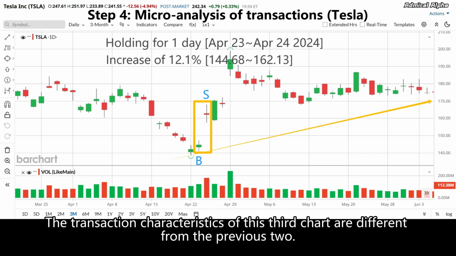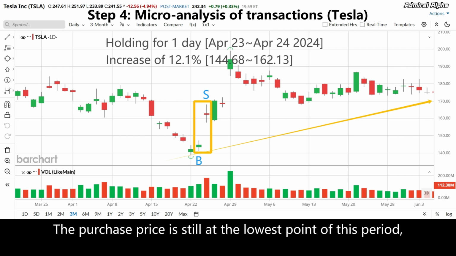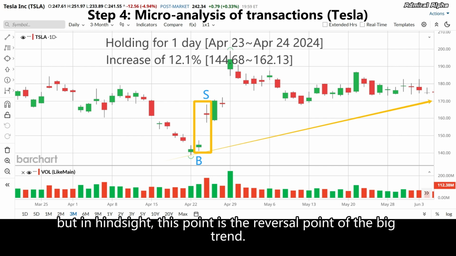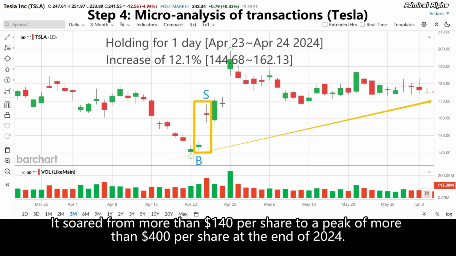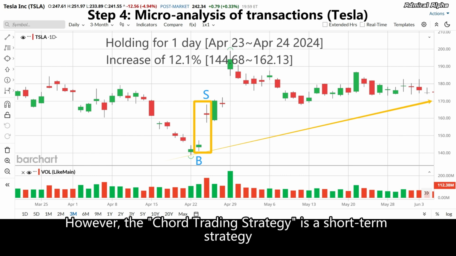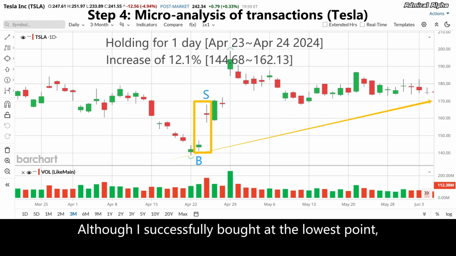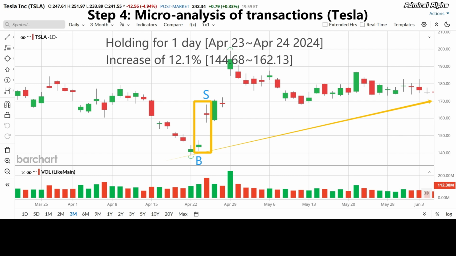The transaction characteristics of this third chart are different from the previous two. The purchase price is still at the lowest point of this period, but in hindsight, this point is the reversal point of the big trend. Tesla stock has a big bull run after April 2024. It soared from more than $140 per share to a peak of more than $400 per share at the end of 2024. However, the Chord Trading Strategy is a short-term strategy. Although it successfully bought at the lowest point, it missed out on a 200% return in the following 6 months.